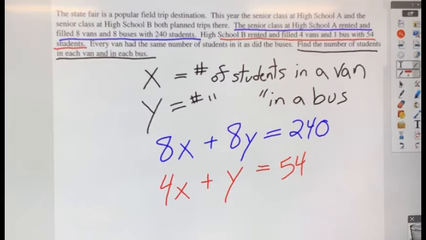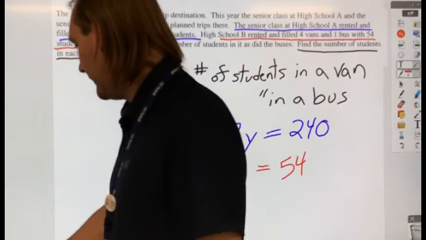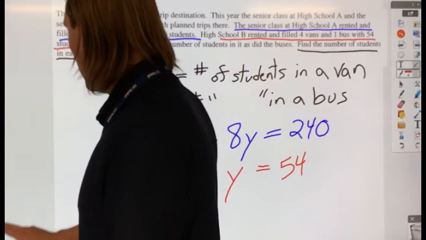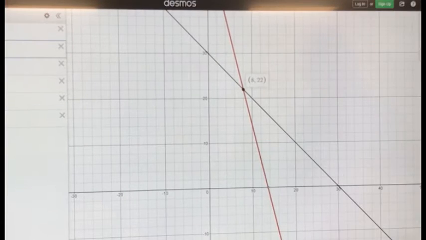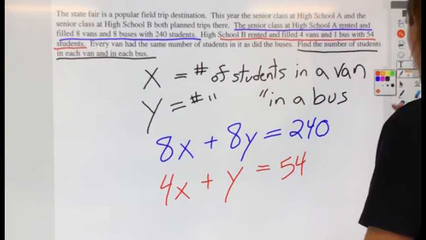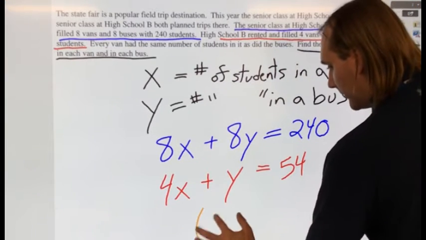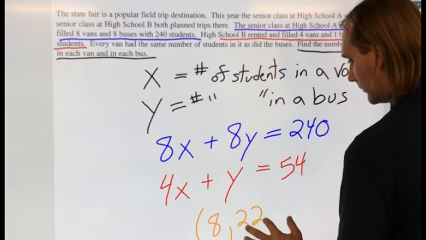There we go. So there is my system. It's a 2x2 system. What's the best way to solve a 2x2 system? Graphing. So let's go ahead and graph this system. I look at the solution to the system and I get (8, 22). Now what in the world does that mean in terms of this problem? That's where they meet.